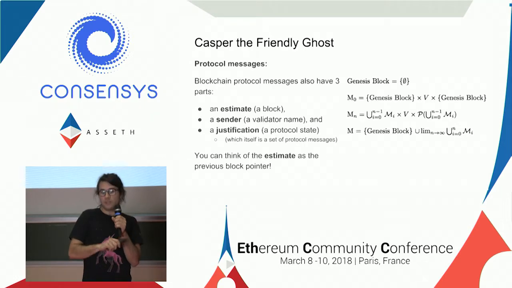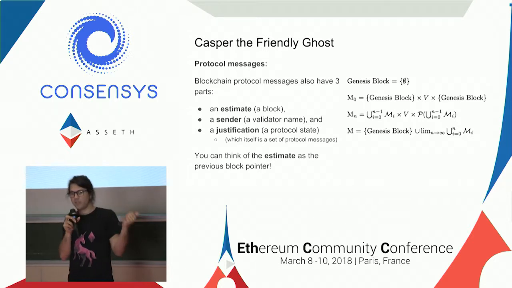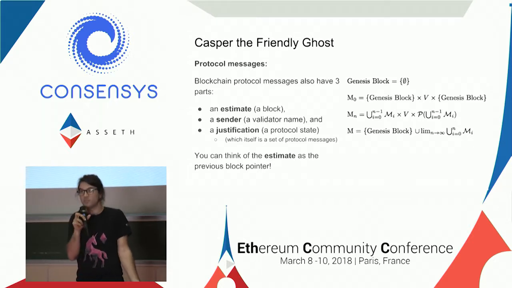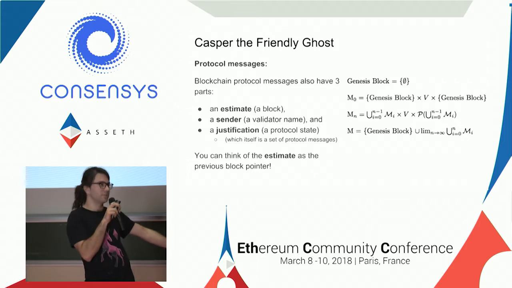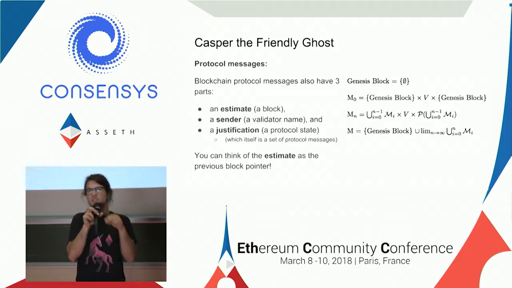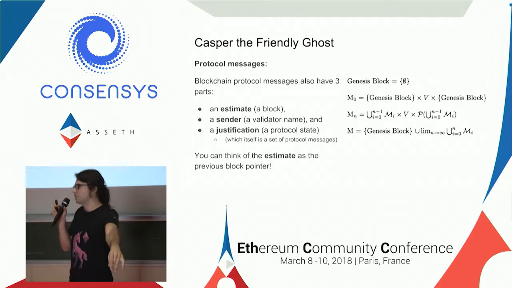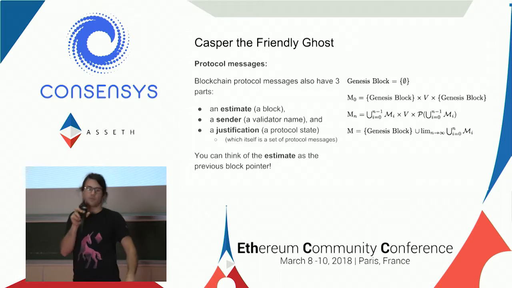So with the blockchain, we have a very similar protocol again. The protocol messages have estimates, senders, and justification, but this time an estimate is going to be a pointer to another protocol message, which is understood as the previous block pointer. So from any message, you can follow the pointer down to the next one, and the next one, all the way down to the genesis block, or maybe one without a pointer, or that points to the empty set.